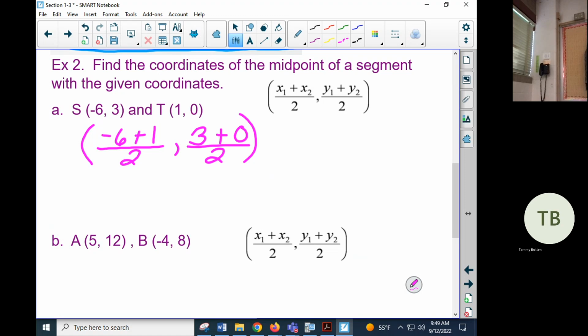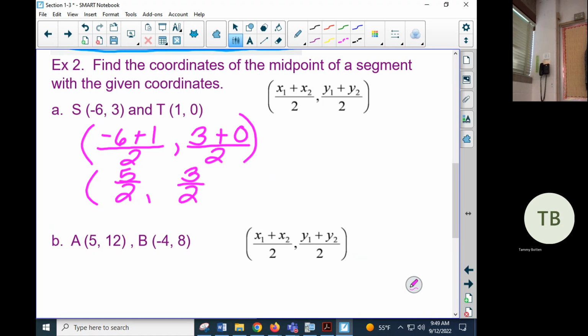Now again, how you do this is up to you, but if you do it on a calculator, I would first want to see this. I don't want you to just type it in and give me the answer. So you at least have to give this step of work. But if you're doing it on a calculator, you'd go -6 plus 1, enter, divided by 2, and 3 plus 0 is 3 divided by 2. Otherwise, -6 plus 1 is -5 over 2. 3 plus 0 is 3 over 2.